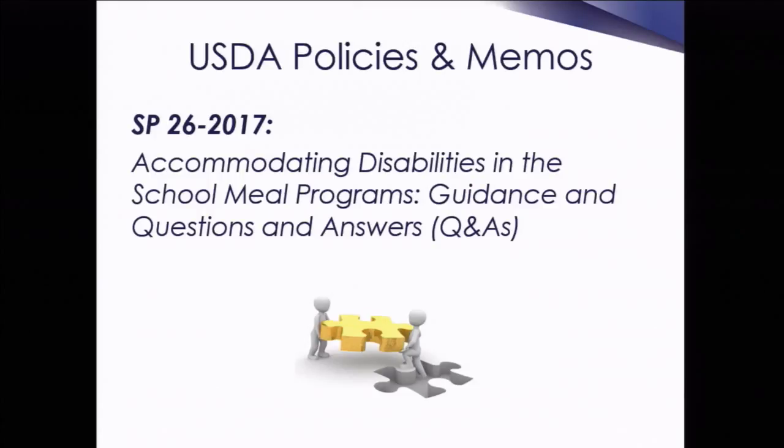The second piece of guidance is called SP 26-2017, also known as Accommodating Disabilities in the School Meal Programs, Guidance and Questions and Answers. This Q&A covers common questions that were raised following the release of SP 59-2016. It answers questions on how to ensure all students have access to the school meal programs.